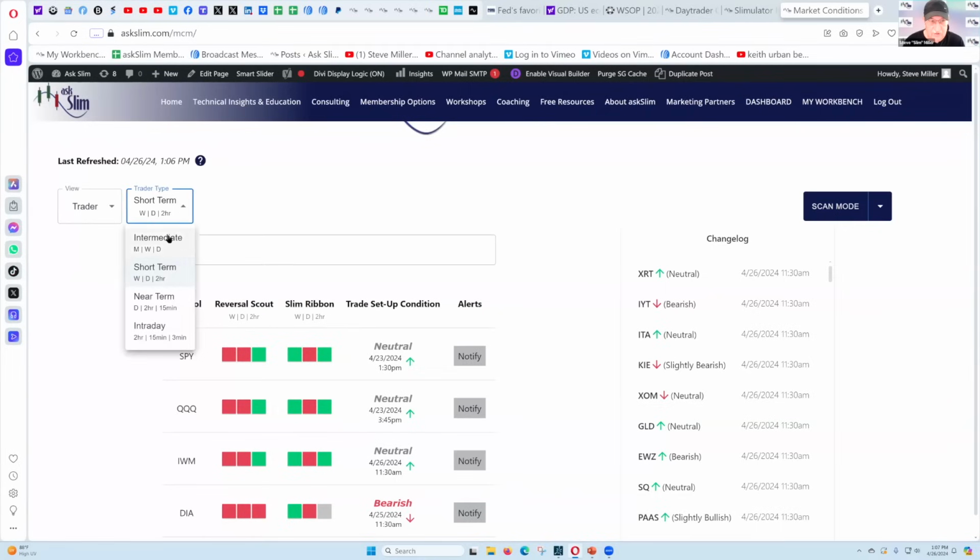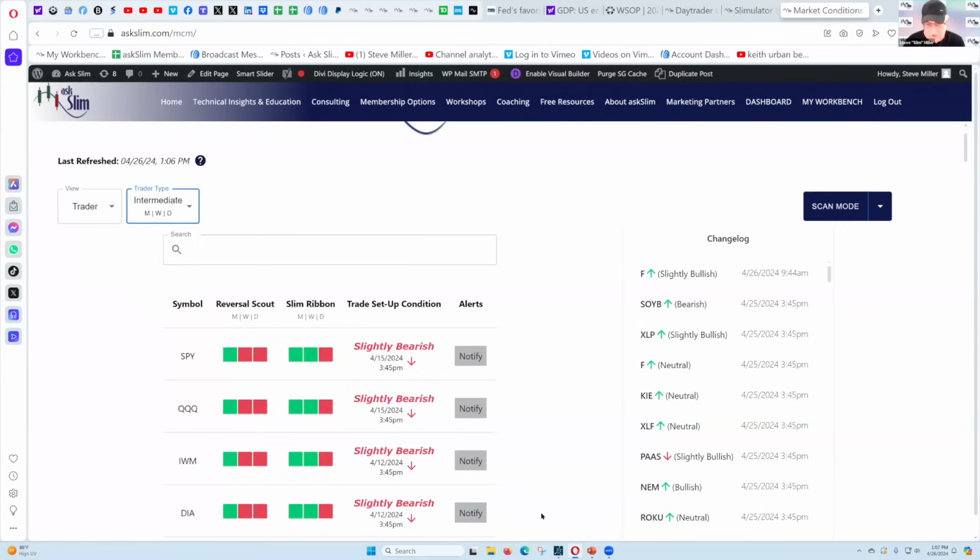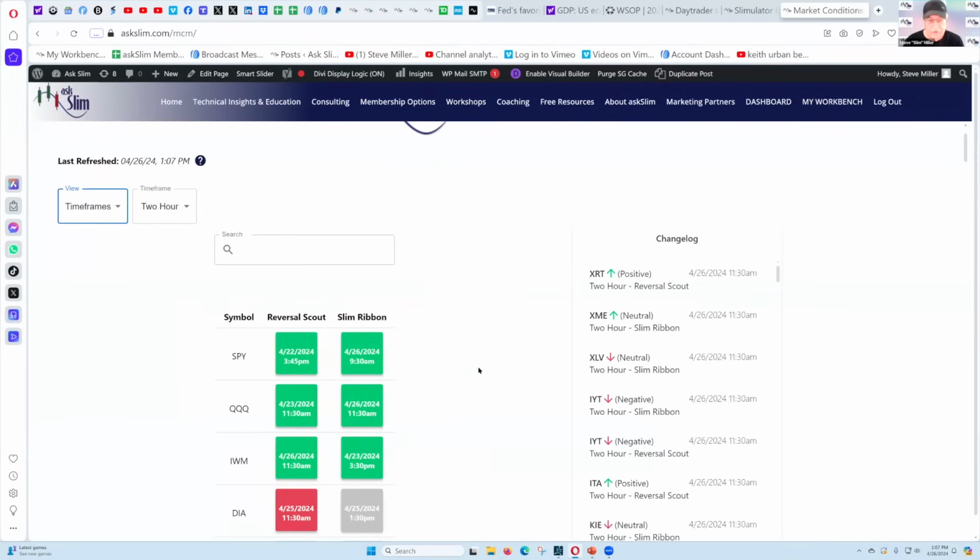And when I go to the intermediate right over here, you can see they're now slightly bearish. So you have this rally going on in the market, but they are now slightly bearish. If you want to understand the individual reversal scout and slim ribbon application studies that we put on here, right now I'm in the trader version, so you can go to the time frame version right there, and you can see our entire focus list is in here, and right now the reversal scout and the slim ribbon on the 2-hour is positive, and that's what I told you, that's what's making it look more neutral.